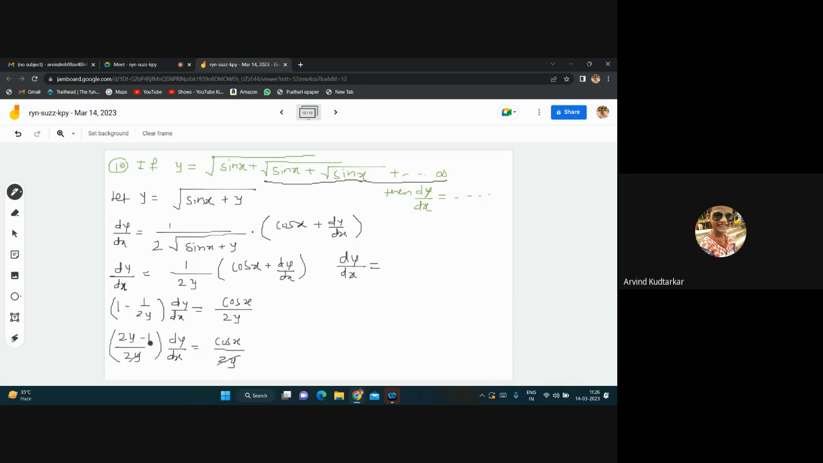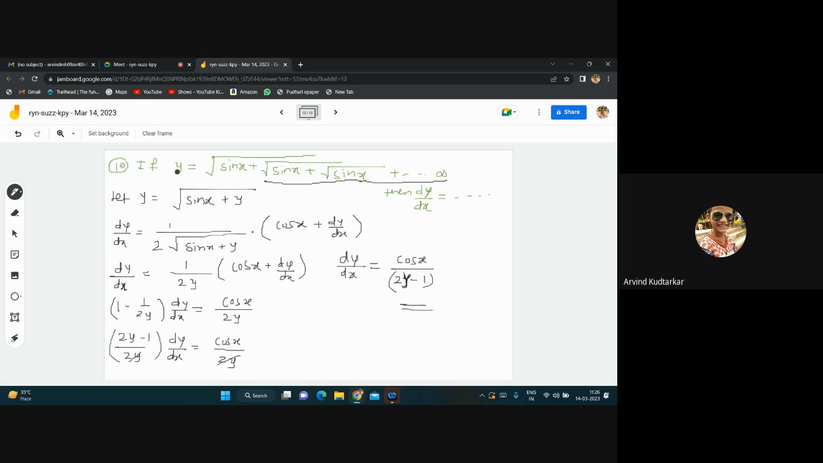The 2y minus 1 is a multiple on the LHS. When you shift it to the RHS, it will come in the form of division. So cos of x upon 2y minus 1. So cos of x upon 2y minus 1 will be the correct option for this example.